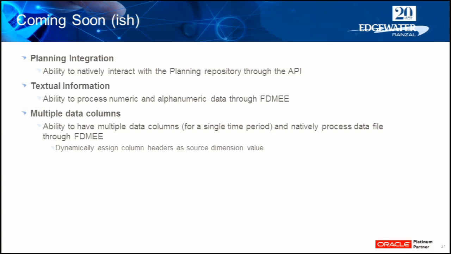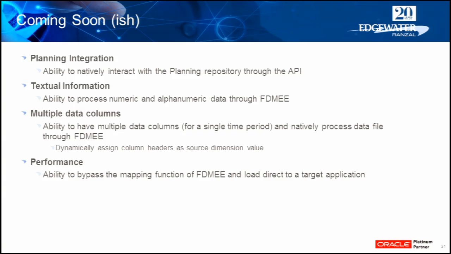We will be able to do multi-data columns. So if you've got units and amounts as your columns, you'll be able to read that file natively. No additional work required to do that, and run it through FDMEE. It'll also be smart enough to dynamically assign, potentially, say you associate it to your account dimension. It could read the header. If your header says cells and your other header says units, your row will say cells and your second row will say units.